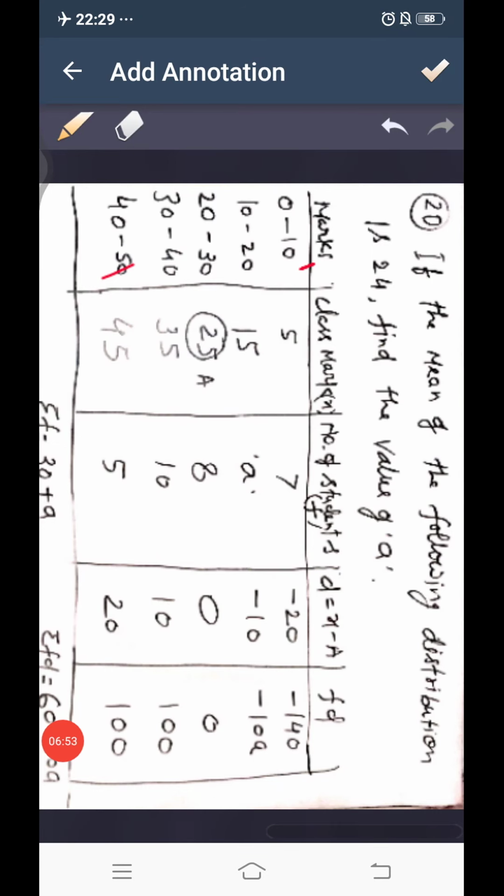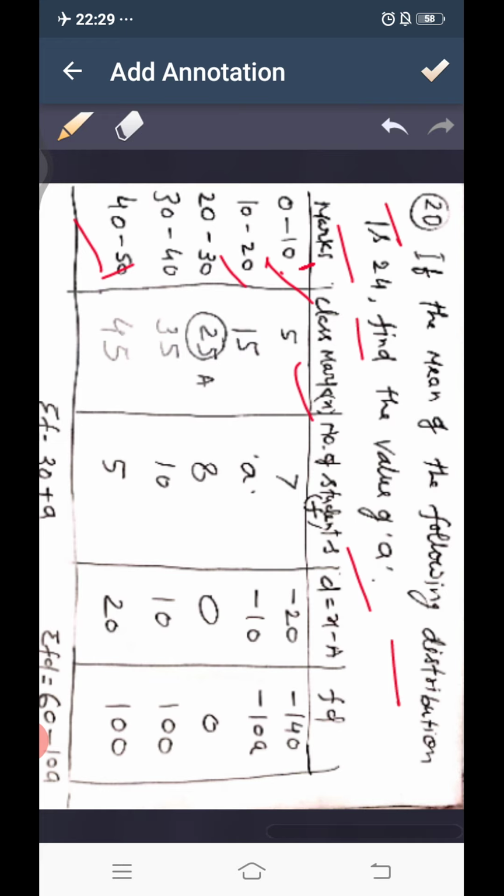Let us take question number 20. If the mean of the following distribution is 24, find the value of A. Here marks, that is class interval, are given, not x. X is not given straight away. Here class interval is given: 0 to 10, 10 to 20, 20 to 30, 30 to 40, 40 to 50. So first of all, we find out x, that is class mark.